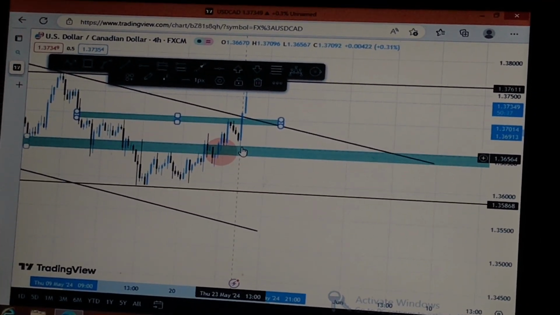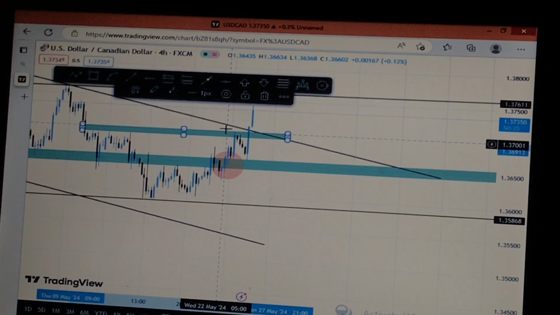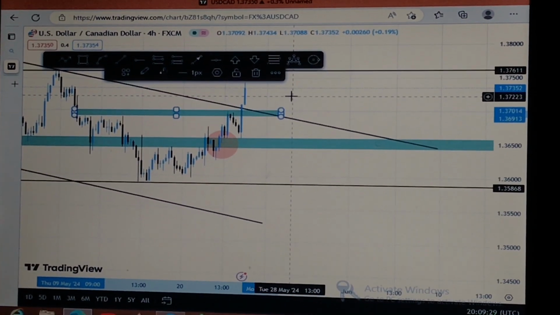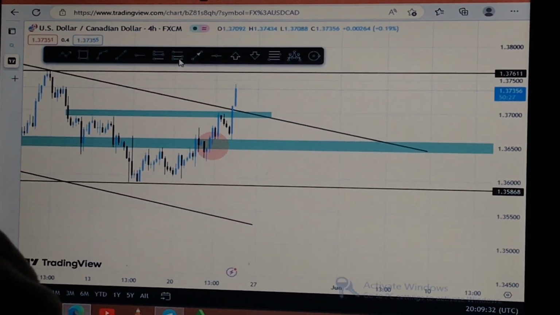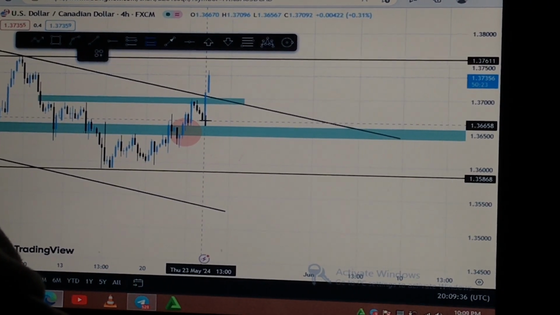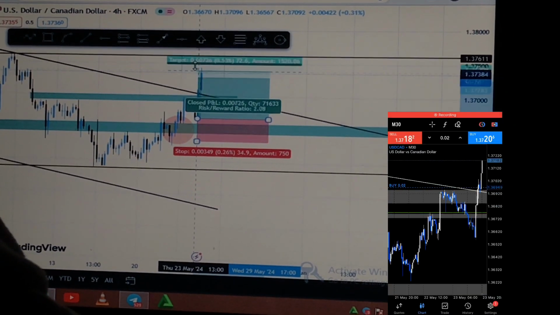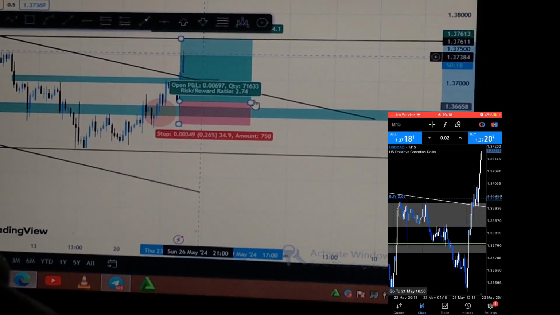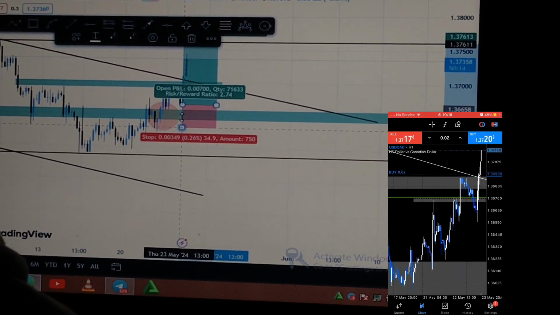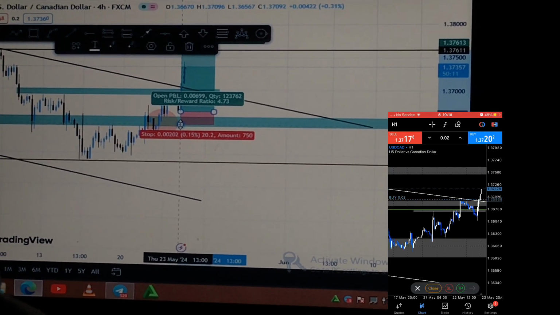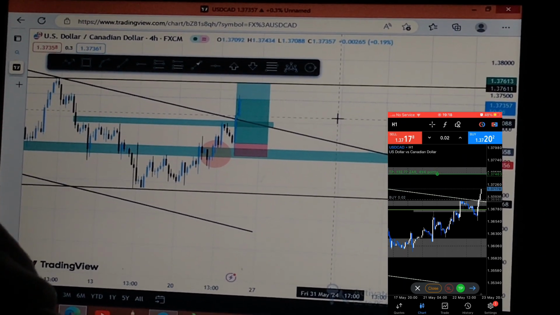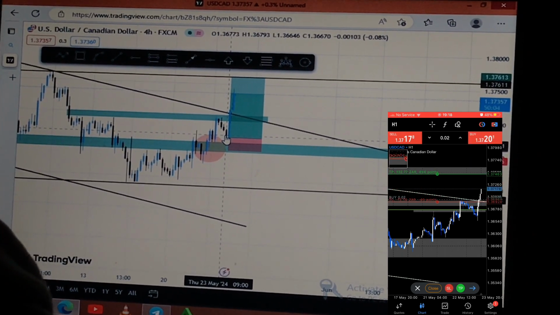And then it gave us a retest. As soon as it gave us a retest, it pushed up. It really pushed up. As soon as I saw this retest, I got this entry around about here, and then my target is here. As simple as that. And if you use candlestick, you can tell this is a bullish engulfing candlestick.